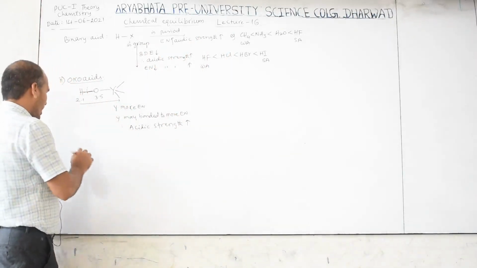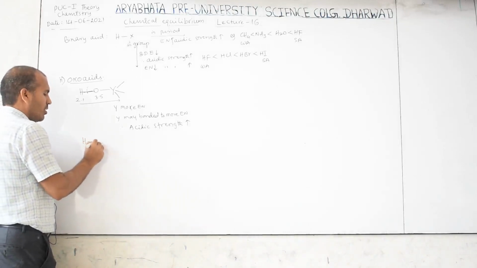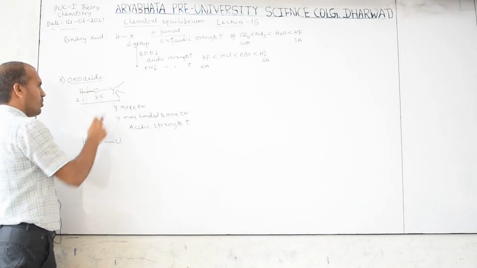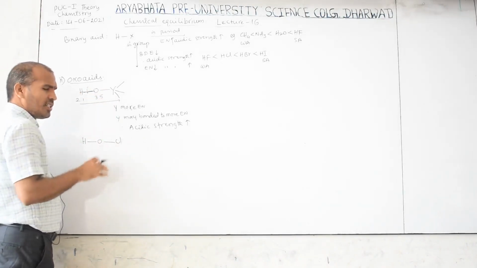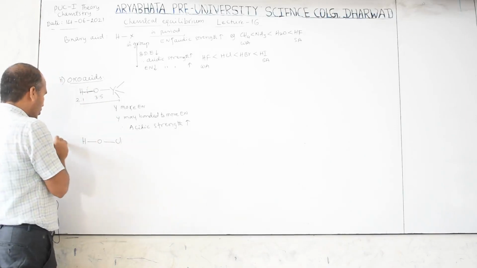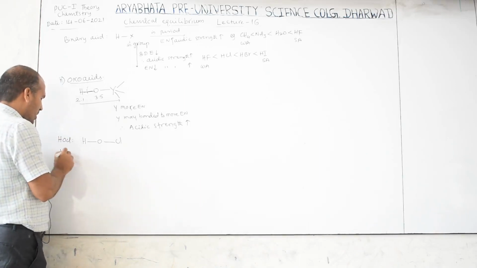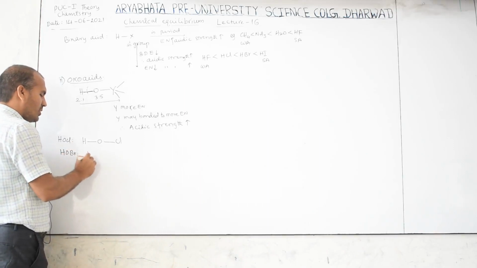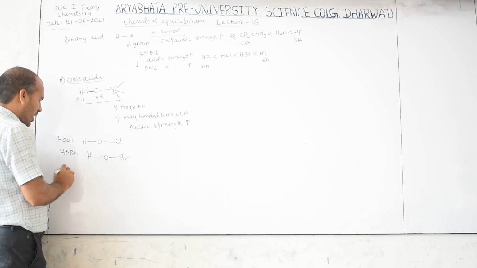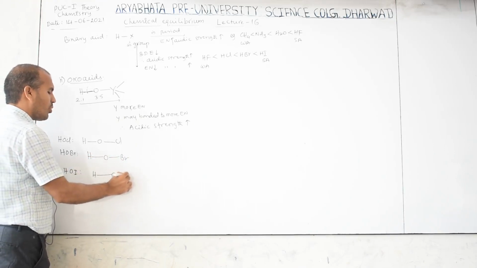Now keep in mind, one example I want to consider: HOCl. HOY, where Y is Cl. It may be bonded with another atom, may not be bonded. Here it is not bonded. HOCl is one acid, hypochlorous acid. Next HOBr, hypobromous acid. Then HOI.